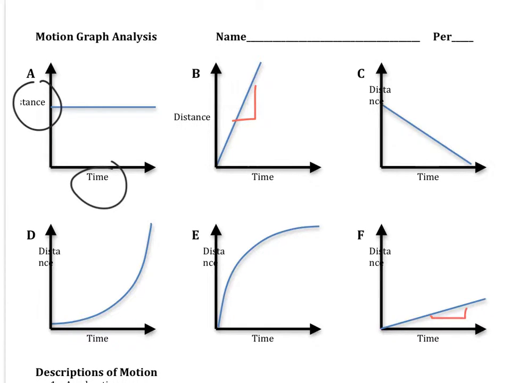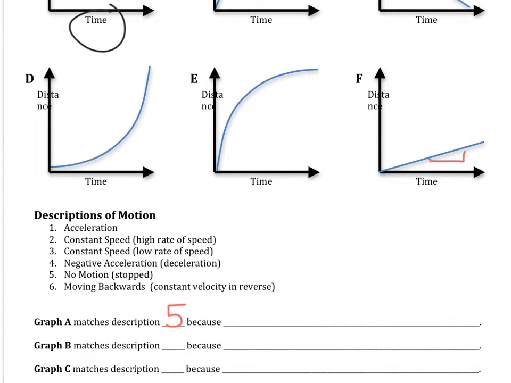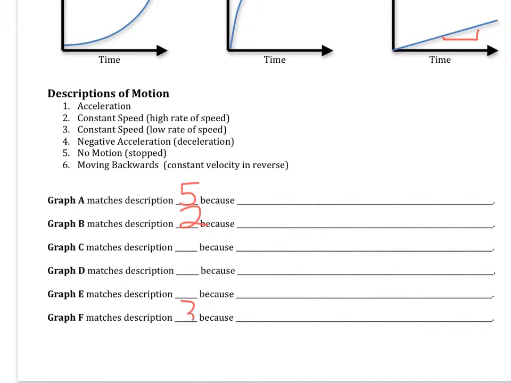And remember, in a distance versus time graph, the slope represents our speed. So the slope of the line gives us information about the speed. So going back, graph B matches description 2, and again, it's because the higher the slope, the greater the speed. So we immediately know that graph F is number 3. So we can fill that in already over here.